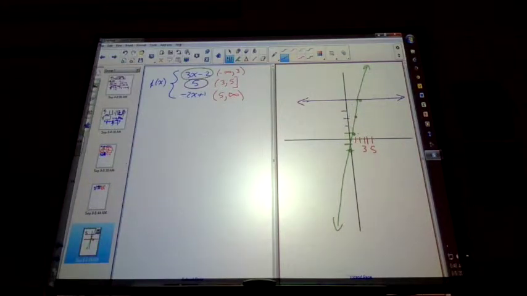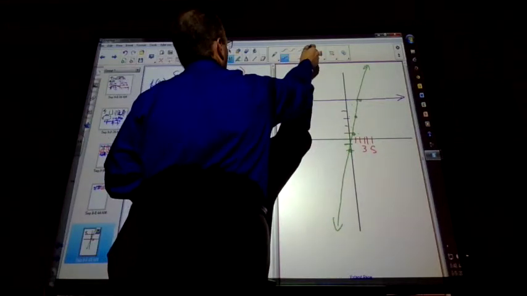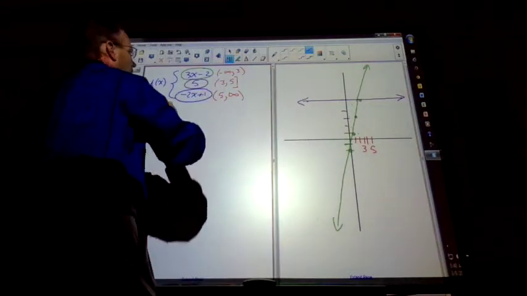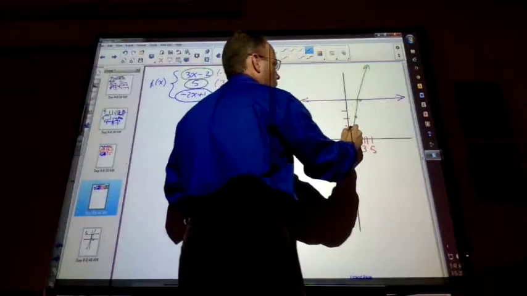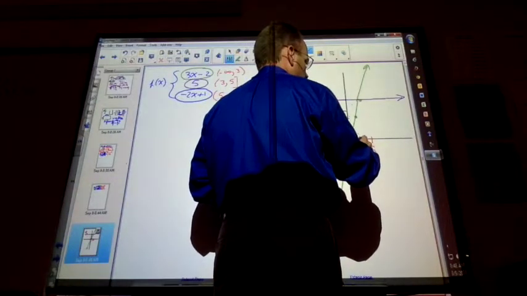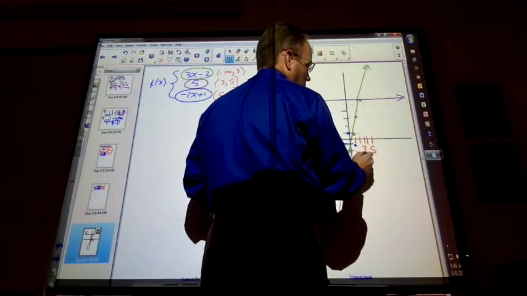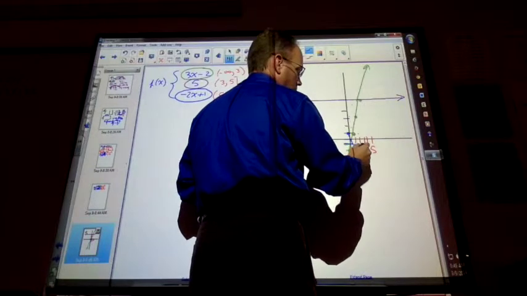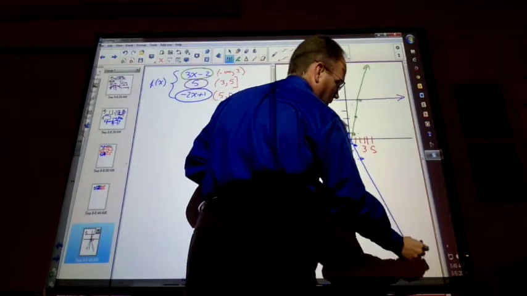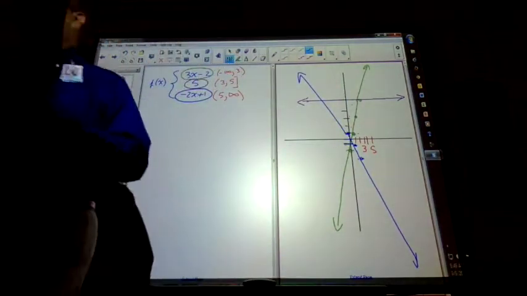And then I have another line, which is negative 2x plus 1. So maybe I can do this one in blue. That'll work out. So I have a y-intercept at 1. I'm going to go down 2, right 1. I could keep going down 2 and right 1 and just continue this. Is that okay?